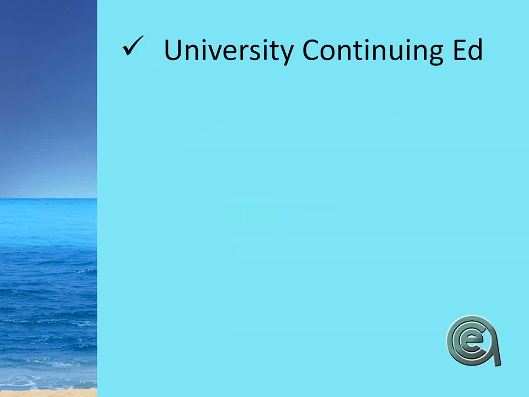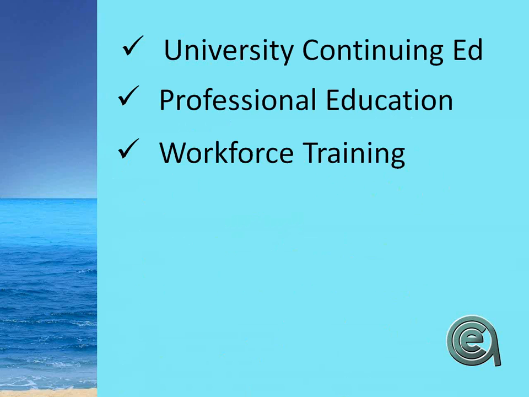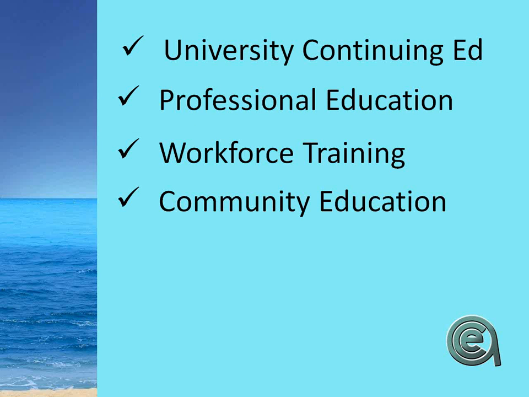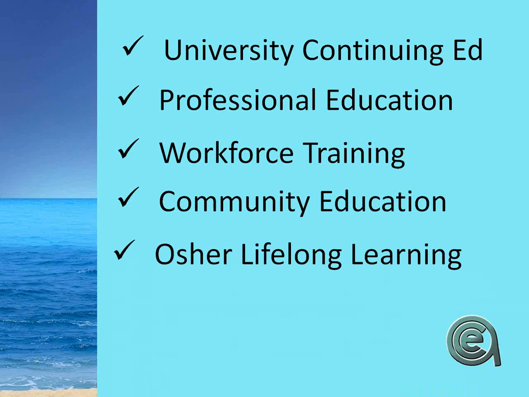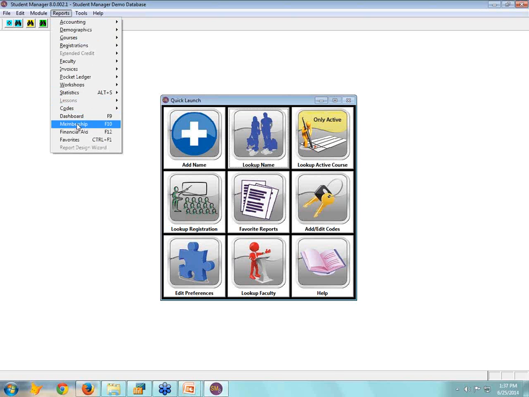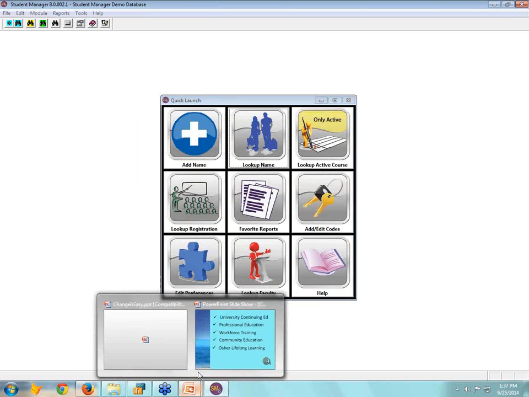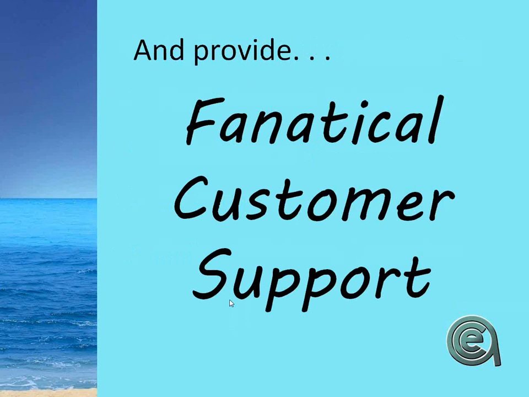The type of people we serve is primarily university continuing ed, probably followed by professional ed, workforce training, and community ed programs at the two-year and at the K-12 or high school level. And then certainly OSHER lifelong learning. We have a number of tools designed specifically for OSHER lifelong learning. I'm going to run back to the manager. One of the things under the reports is membership tracking and membership retention, which is a key element on the OSHER side. And again, that's part of the base system that we provide.